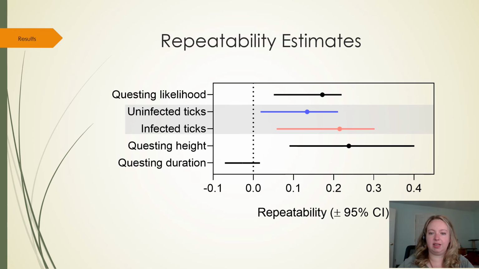Specifically, we found questing height to be repeatable, and this could have an effect on host preference. Although we did not find differences among populations with the questing height, this could be because a lot of the hosts in Florida are just similar, and it's possible that at a larger scale, we could have seen differences.